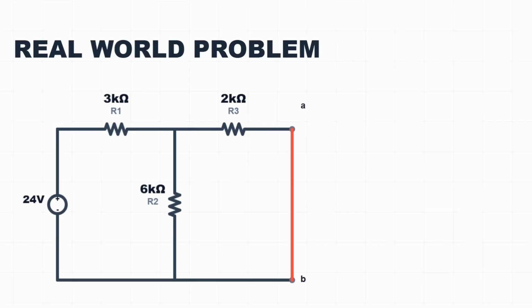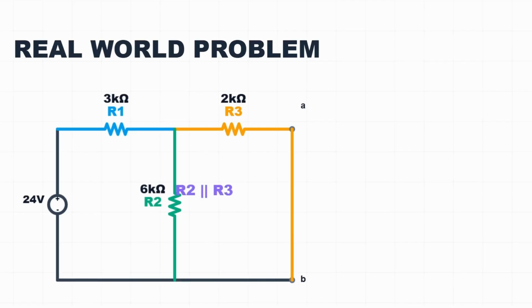Step 2, short the terminals A and B with a wire. Step 3, find the current through that wire. Look at the circuit. The short circuit connects the right side of R3 to ground, so R3 is now effectively in parallel with R2. No, wait, let's trace. Current leaves the source and goes through R1. At the node, it splits between R2 6K and R3 2K. Since R3 is connected to our short ground, it is indeed in parallel with R2.